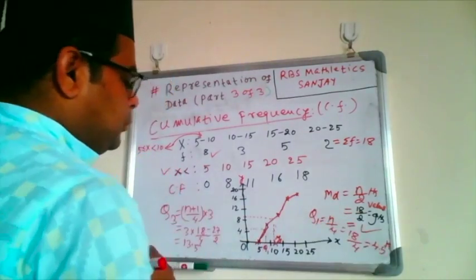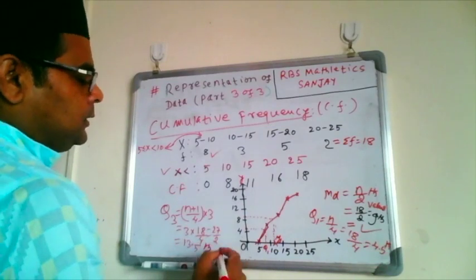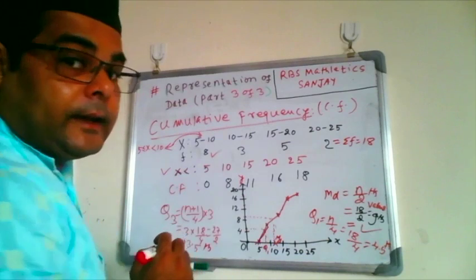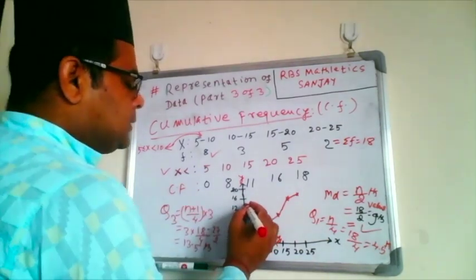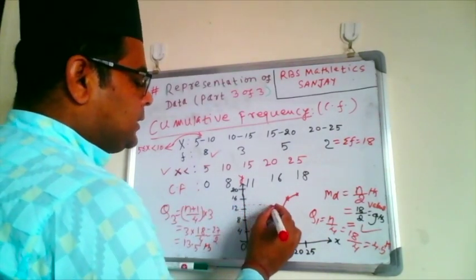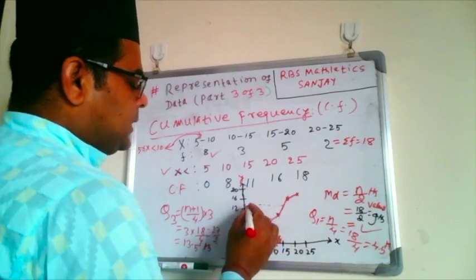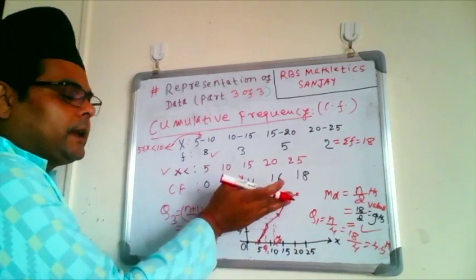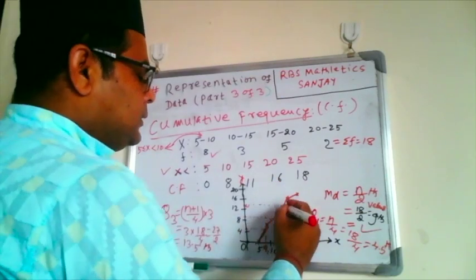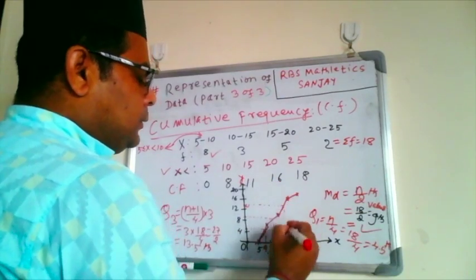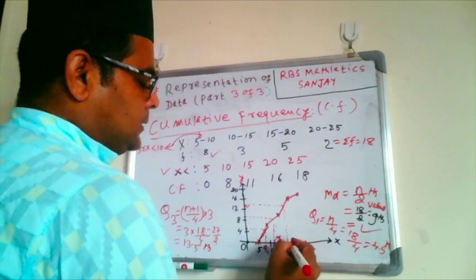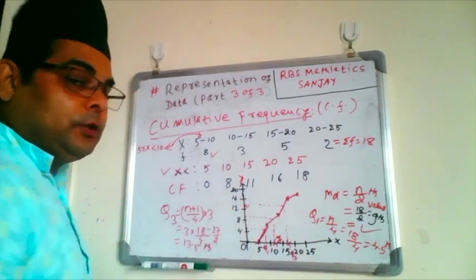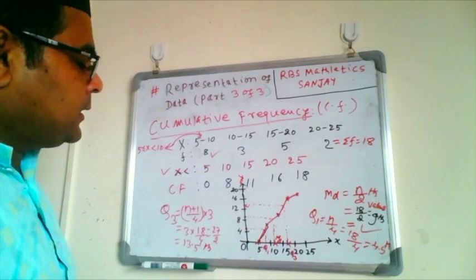So yes, the 13.5th value. So in order to find the 13.5th value, you have to go along the y-axis, and on the y-axis you have to draw a line horizontal to the x-axis. That means it should be at 90 degrees. Take a scale properly and measure like this, where it touches the graph. You drop down onto the x-axis. Then on the x-axis, this value will give you the value of Q3, that is the upper quartile.